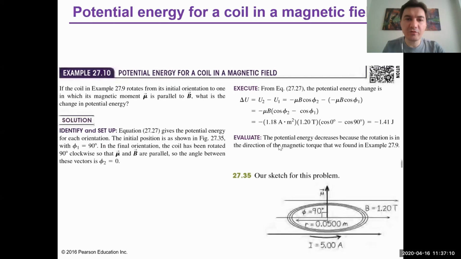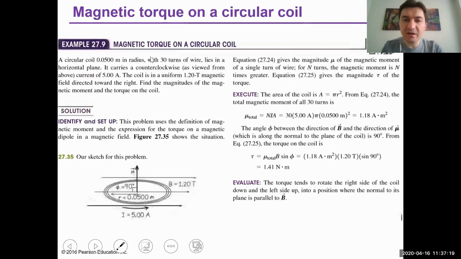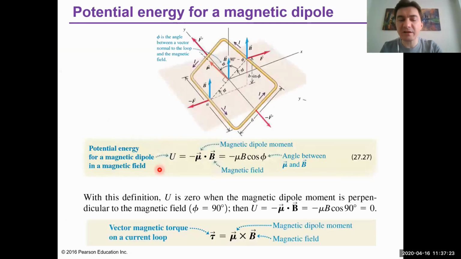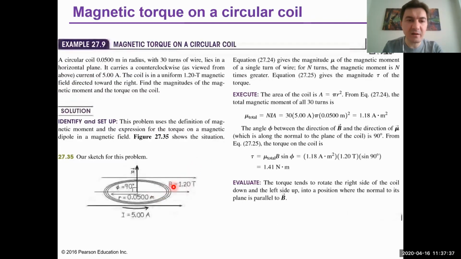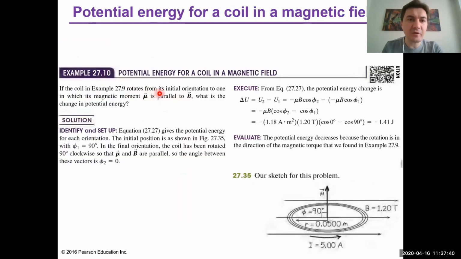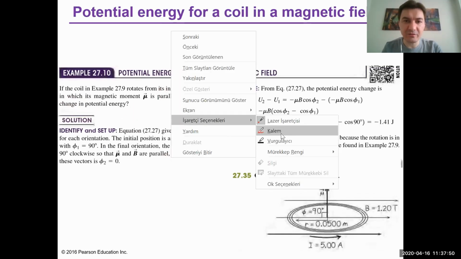Then let me continue with another example. This is potential energy for a coil in a magnetic field. Here we have calculated the torque, and now we will calculate the potential energy. If the coil in the previous example rotates from its initial orientation to one in which its magnetic moment is parallel to B, what is the change in potential energy? So it is asking that situation.